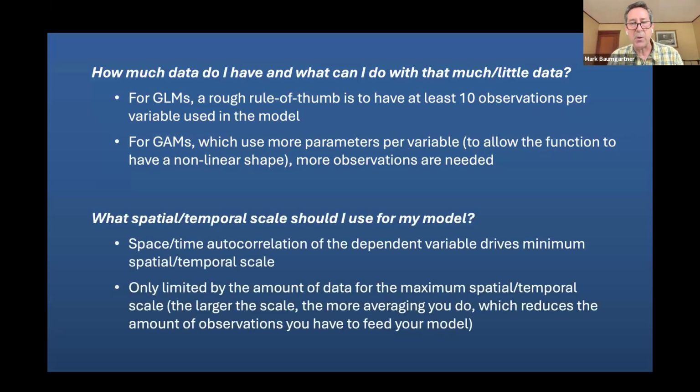And then oftentimes people ask, what's the right spatial and temporal scale? We talked about space-time autocorrelation in the dependent variable, which drives the minimum spatial or temporal scale you can look at. The maximum scale you can look at is really governed by how much data you have. And you'll be shocked to learn how little data you have when you do all this autocorrelation stuff. It's often surprising. So what's the right spatial temporal scale? You have bounds on that, but you're free to choose within that.